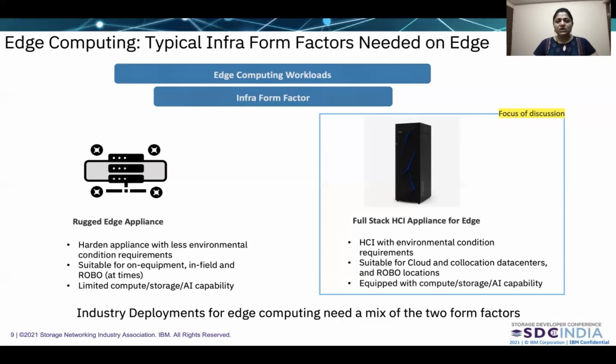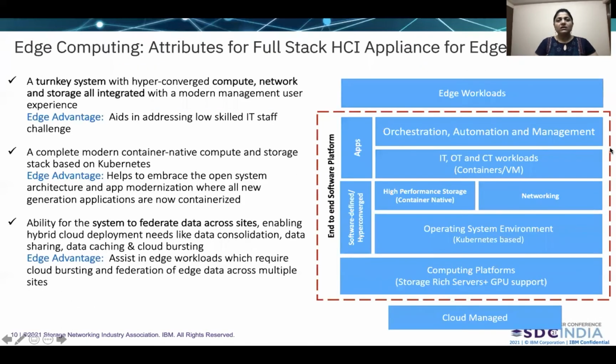Industry deployments for edge computing need a mix of both of these form factors. Let us look at some of the attributes of a full stack HCI appliance for edge. First of all, it has to be a turnkey system, which is simple to deploy, simple to manage, and simple to upgrade. It should have hyperconverged compute, network, and storage, all integrated together. And it should provide a modern user experience. The edge advantage it provides is that it helps in addressing the low-skilled IT staff challenge. You don't need an expert in compute, an expert in network, or storage.